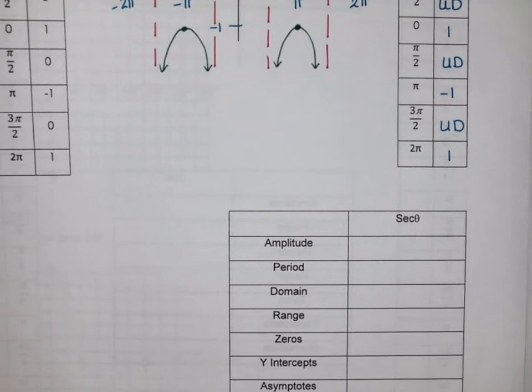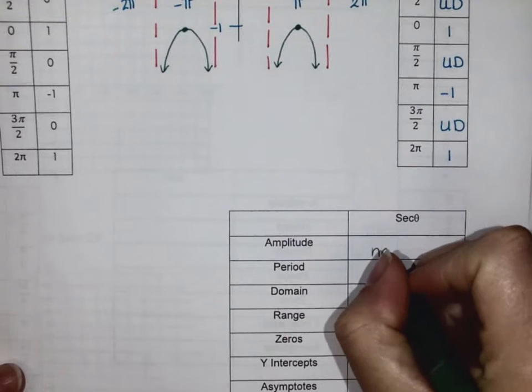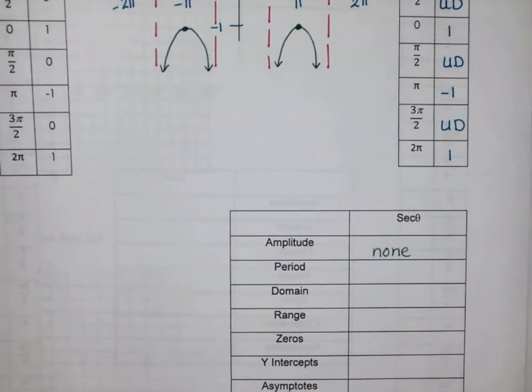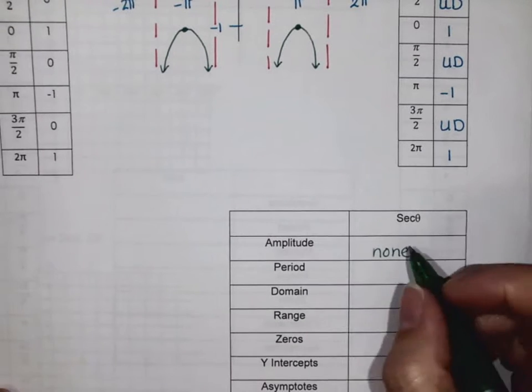Let's fill out some stuff about it. Amplitude? No, because it doesn't follow a wave. So we're going to say that there's none. What's the period of this one? So remember that we're looking for where the pattern repeats, right? 2 pi.